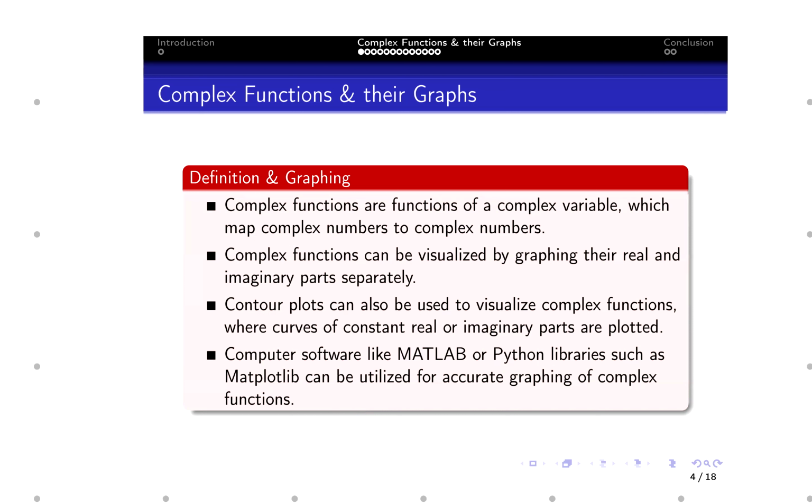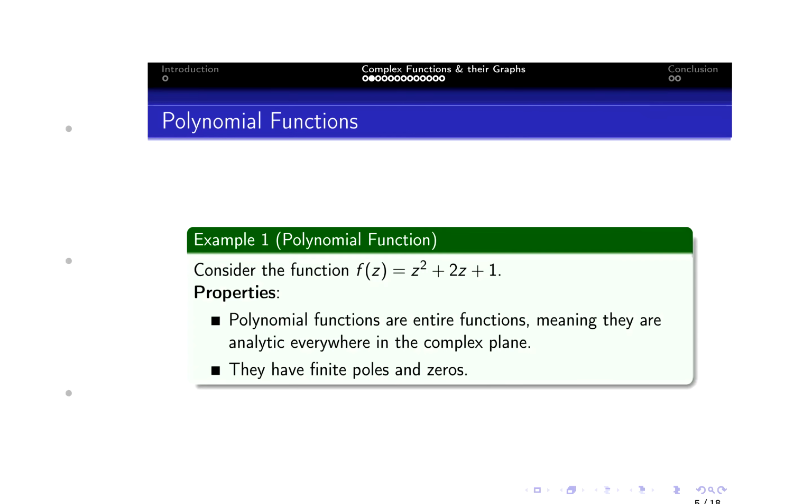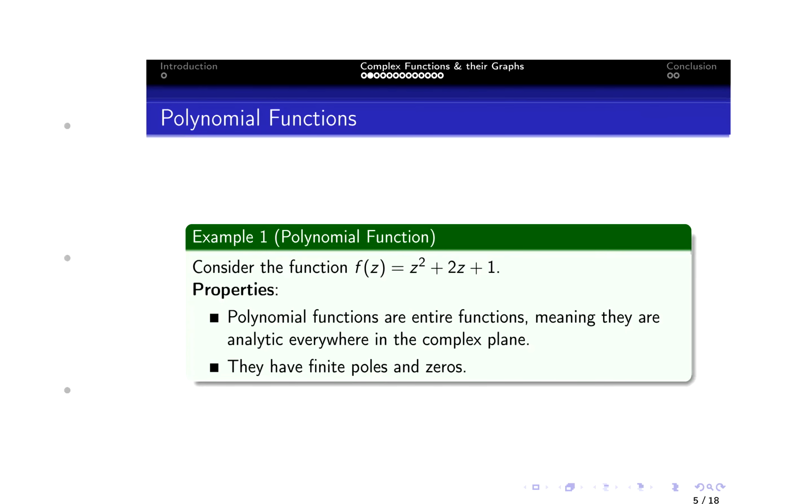Okay, so let's talk about types of complex functions now, just like we had for functions of real variables. The functions are pretty much the same, except that in this case, these functions are taking complex variables. So look at this function now, f of z equals z squared plus 2z plus 1, right?